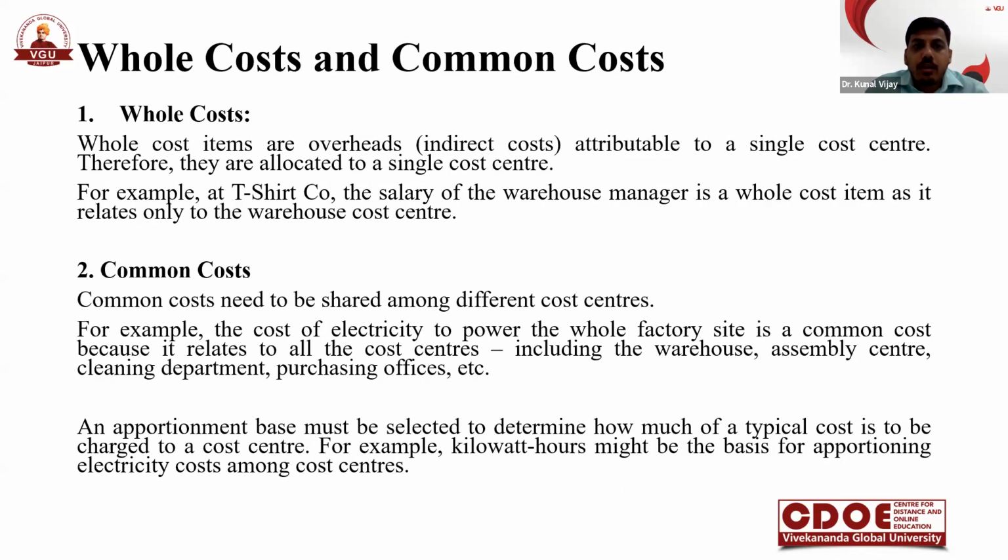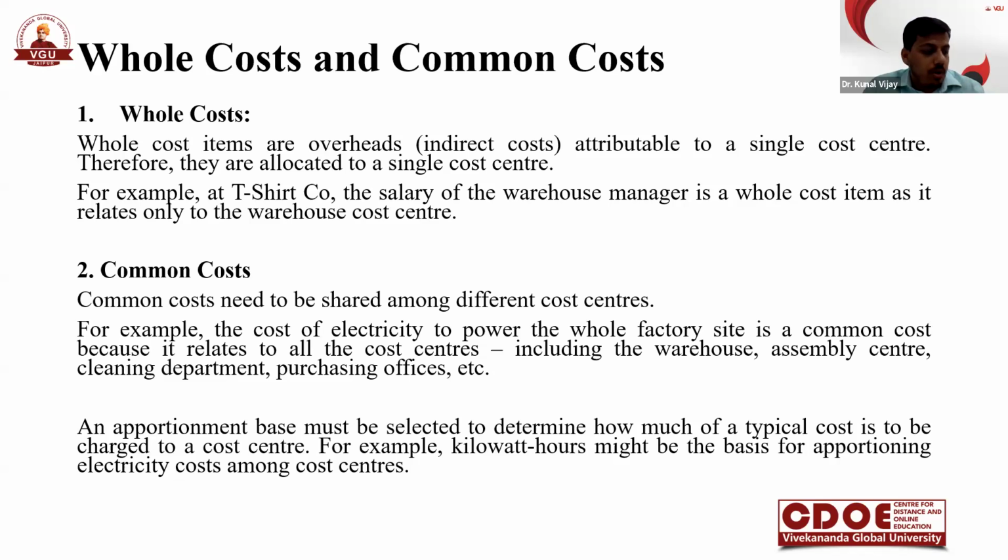Next one is whole cost and common cost. So whole cost items are overhead attributable to a single cost center. Therefore, they are allocated to a single cost center. This is very simple. There is overhead cost which is incurred only for one product, so we will directly allocate that to a particular product. For example, at a t-shirt company, the salary of the warehouse manager is a whole cost item as it relates only to the warehouse cost center.